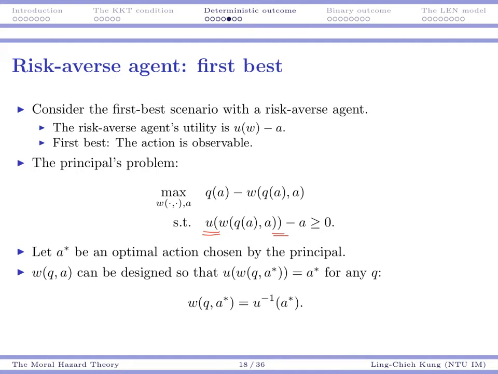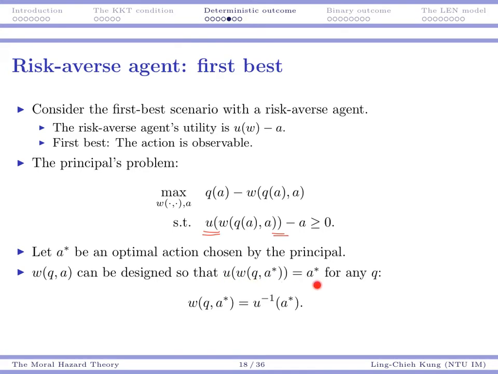Let's just call A star some optimal solution of this problem. A star is the optimal solution solving this problem. We don't know what A star is, but let's say it's A star. Then obviously W can be designed very easily. All we need to do is to make sure that when the agent really takes that optimal action, he gets enough to cover his cost.